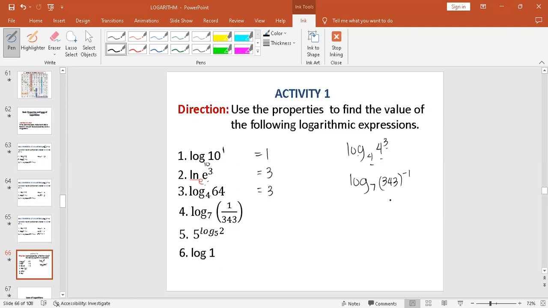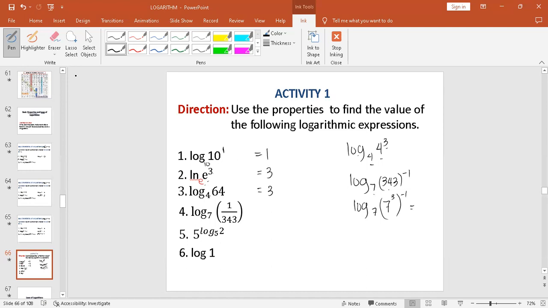Pero, since kinuha natin yung reciprocal niya, maglalagay tayo ng negative 1 sa exponent. Okay? So, itry pa natin i-manipulate. Try nating iparehas yung base nito sa base natin na 7. So, log to the base 7. So, ano kaya yung pwedeng i-raise yung 7 sa isang value na kung saan makakakuha tayo ng 343? Yes, it's 7 raised to 3. Okay, 7 raised to 3 is 343. But do not forget the negative 1.